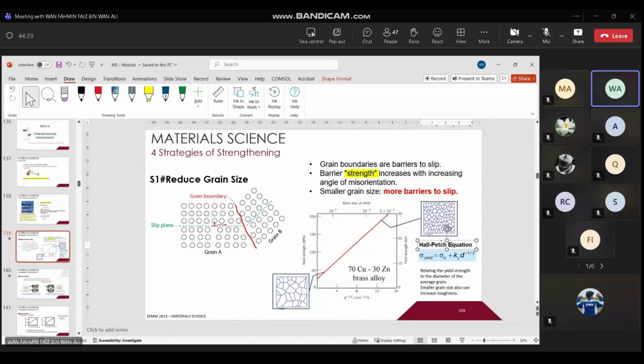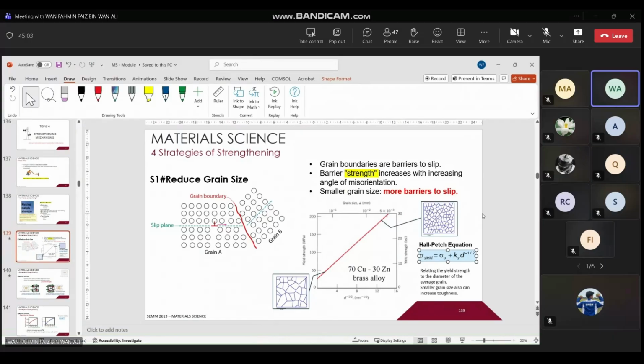Right, so this behavior obeys the Hall-Petch equation. That means that the smaller the grain size, the higher the strength. Okay. So do you need to remember this Hall-Petch equation? No need for you to remember. Okay, tak perlu ingat, tak perlu hafal.